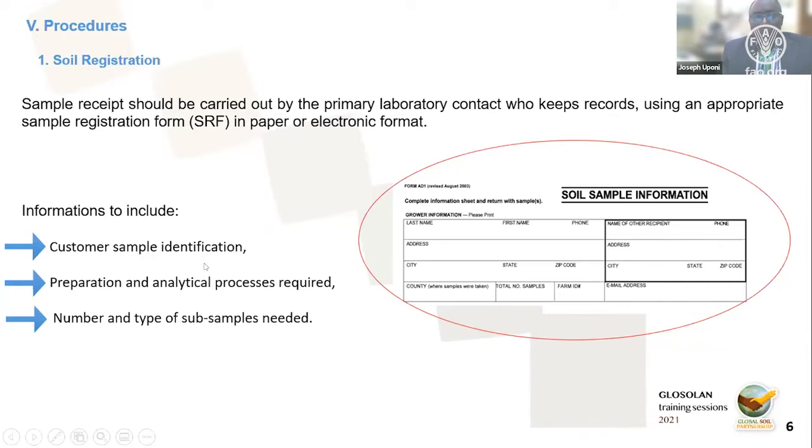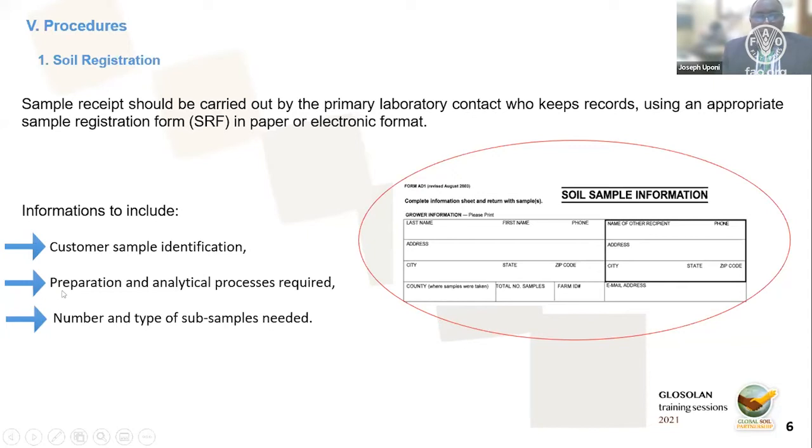For example, the customer sample identification, because the customers may have their own special ID for the samples. You have to take note of that. But the laboratory also has its own unique lab number or identification for every sample that comes into the lab to avoid misplacement of samples and crossing of results.